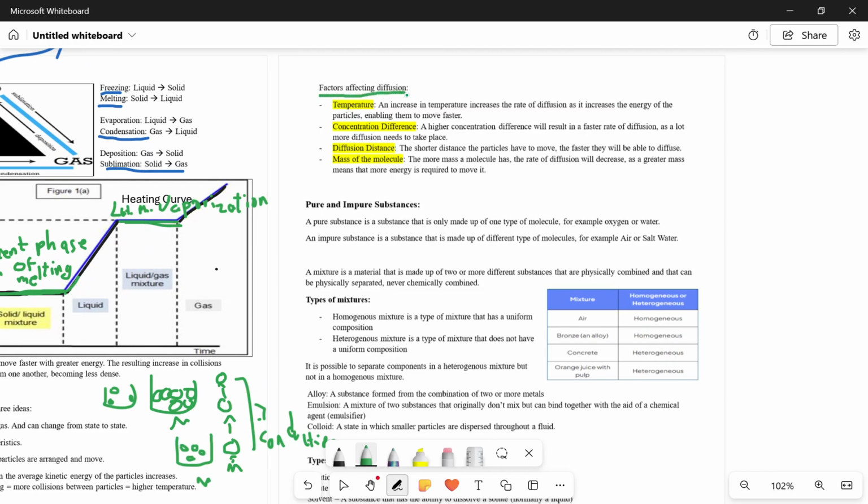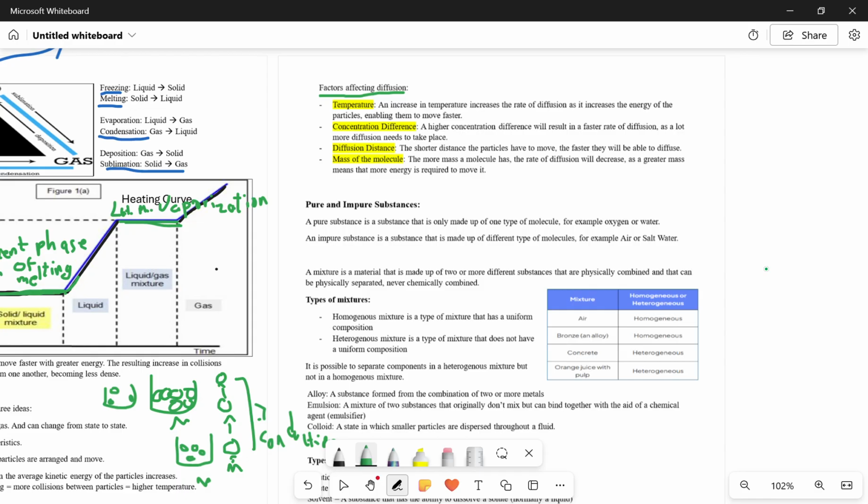Now, there are certain factors that affect diffusion. Temperature is one. An increase in temperature increases the rate of diffusion because there's more kinetic energy, which means more vibrations, which will increase the speed of movement. Now, there's concentration difference. A higher concentration difference will result in a faster rate of diffusion, as a lot more diffusion needs to take place.